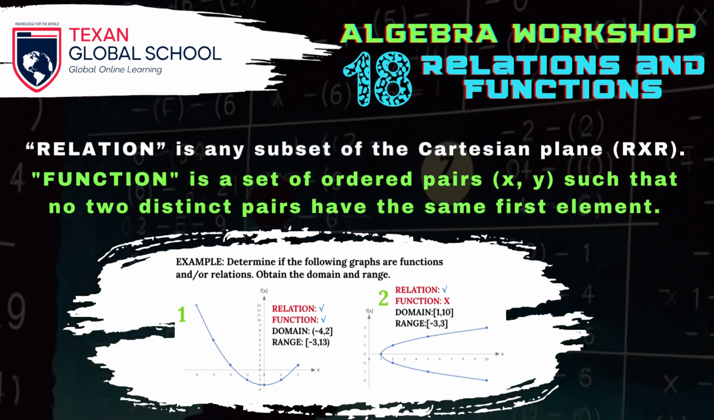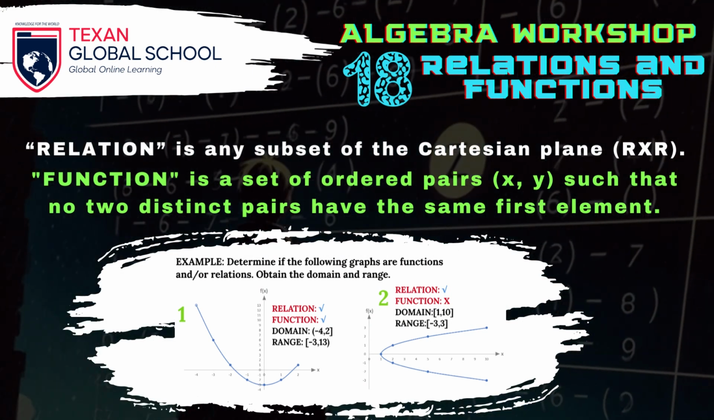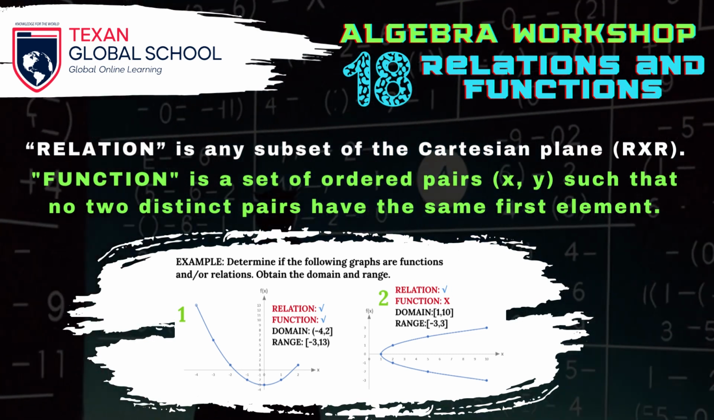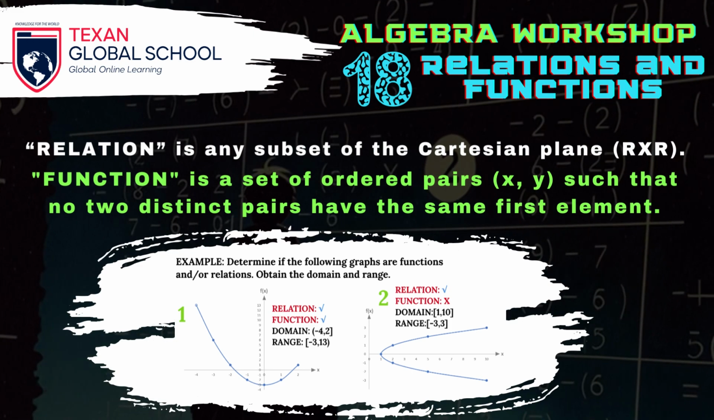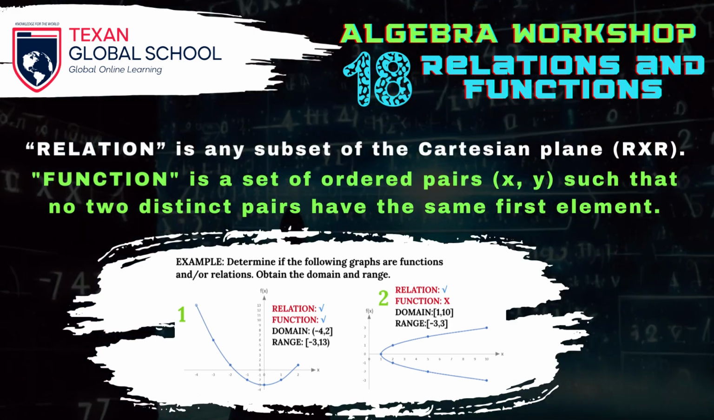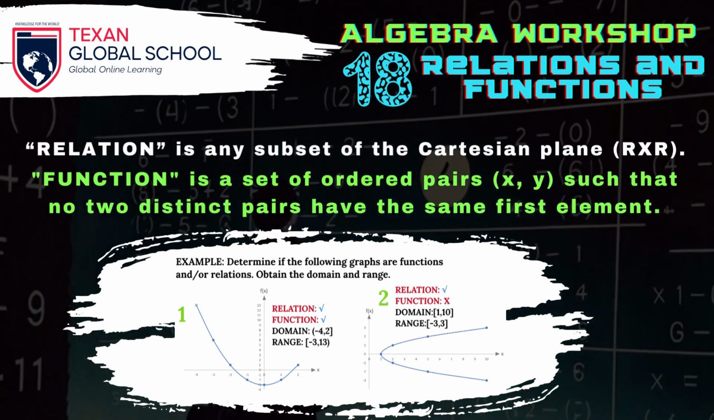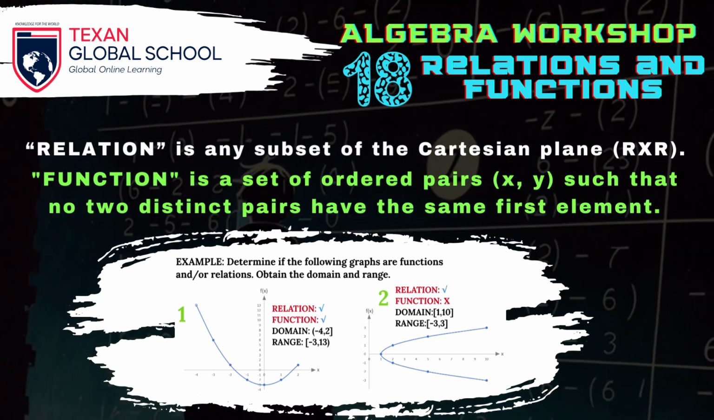A relation is any subset of the Cartesian plane. A function is a set of ordered pairs such that no two distinct pairs have the same first element. It is important to emphasize that every function is a relation, but not all relations are functions. Domain and range are also discussed to frame the boundaries of a relation.